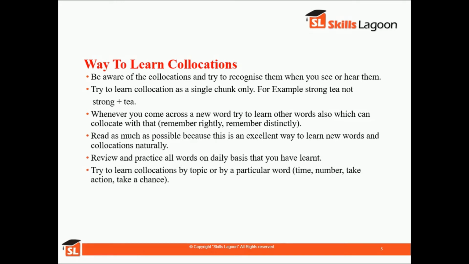Try to learn collocations by topic or by a particular word, as I have discussed earlier, like time, number: all the words related to time, all the words related to number. Take action, take a chance. For example, you learned the word take, so now which other words can I use with take? For example, take action, take a chance, etc. Use a dictionary to learn more about collocations. You can get these dictionaries on the internet. One of them is the Oxford Dictionary. You can use that also. It all depends upon you which dictionary you want to use.